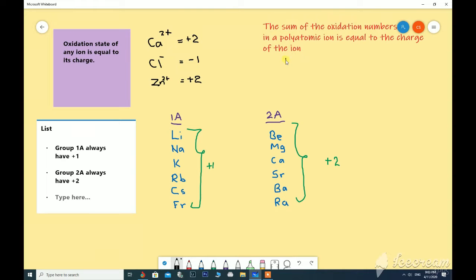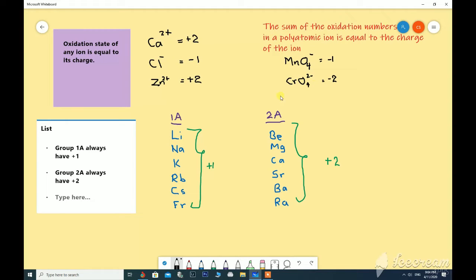Let's think. Polyatomic ion, manganate, MnO4-. So here the oxidation number of this whole polyatomic ion is equal to -1. Chromate, CrO4 2-. Its oxidation number is -2. And also you have to remember group 1A always has +1.